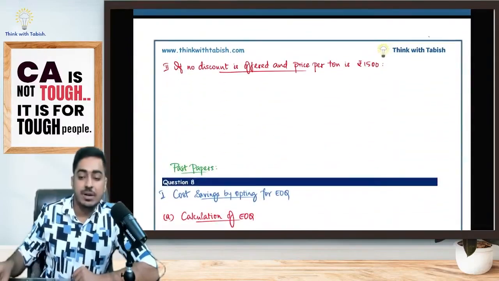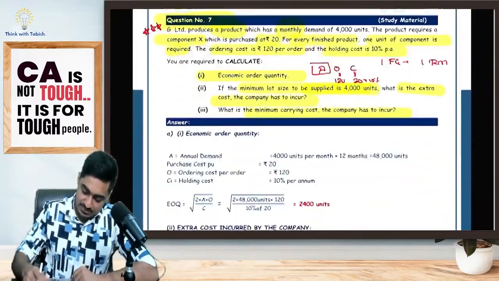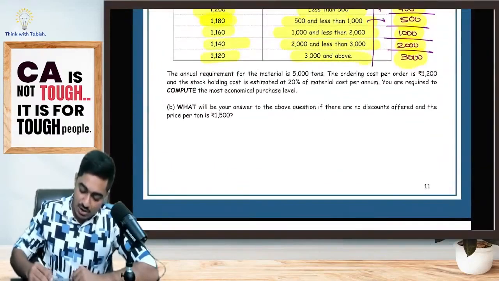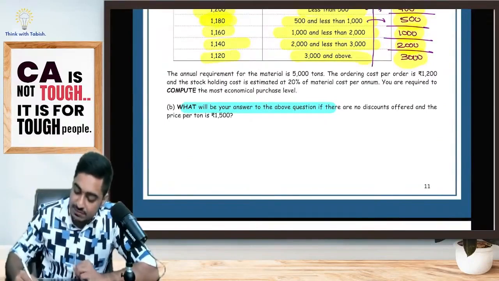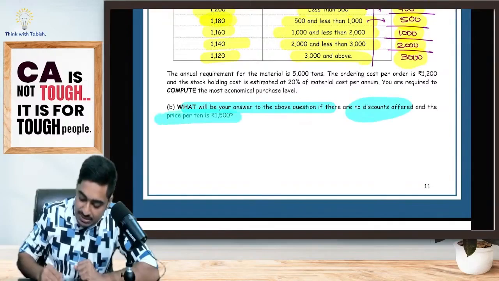Shall we go to second part of the question? What is second part of the question telling, students? Yes, question is telling, look at this, everyone. Second: what will be your answer to the above question? To the above same question, what will be your answer? If there is no discount, supplier is not giving me any discount and the price per ton is 1,500.